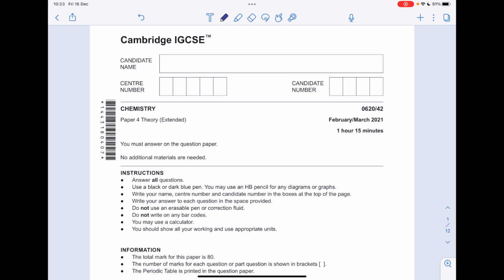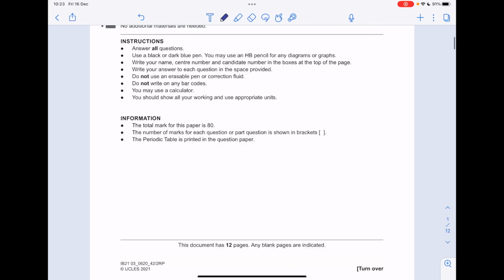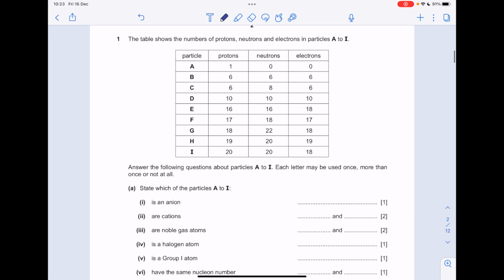This is a Cambridge IGCSE Chemistry Paper 4 Theory Extended Paper talk through from 2021. The table shows the number of protons, neutrons and electrons in particles A to I. Answer the following questions about particles. Each letter may be used once, more than once, or not at all.